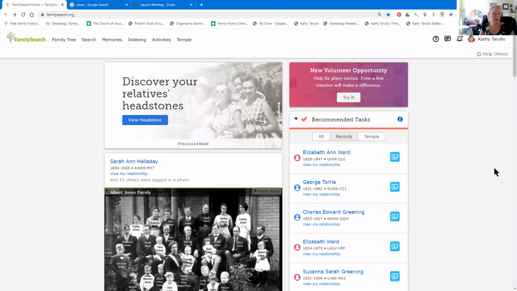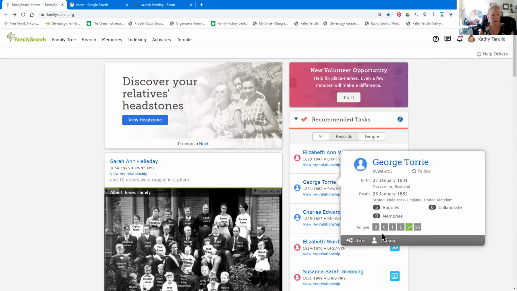Let me share my screen with you. So here we are. I'm on the opening page for Family Search, and you'll see on the right side are recommended tasks, and I have records that I can attach as hints. So we'll click on George Torrey.